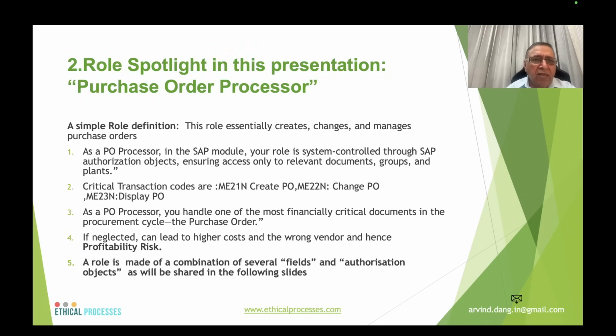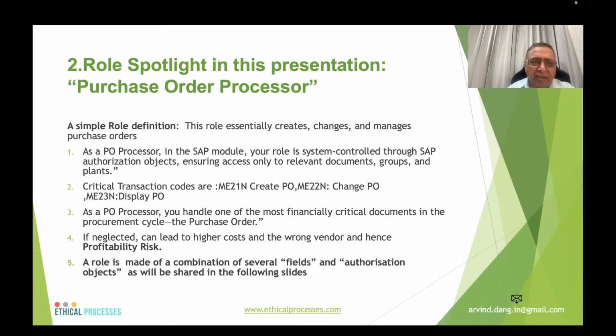Now, this slide focuses on the role spotlight for purchase order processor. A simple role definition is that this role essentially creates, changes and manages the purchase order. The rates which have been negotiated need to be put in the form of a purchase order or the contract. So that is the objective of this page. As a PO processor in the SAP module, your role is system control through SAP authorization objects, ensuring access only to relevant documents, groups, and plants. I will be covering authorization objects in the next slide.